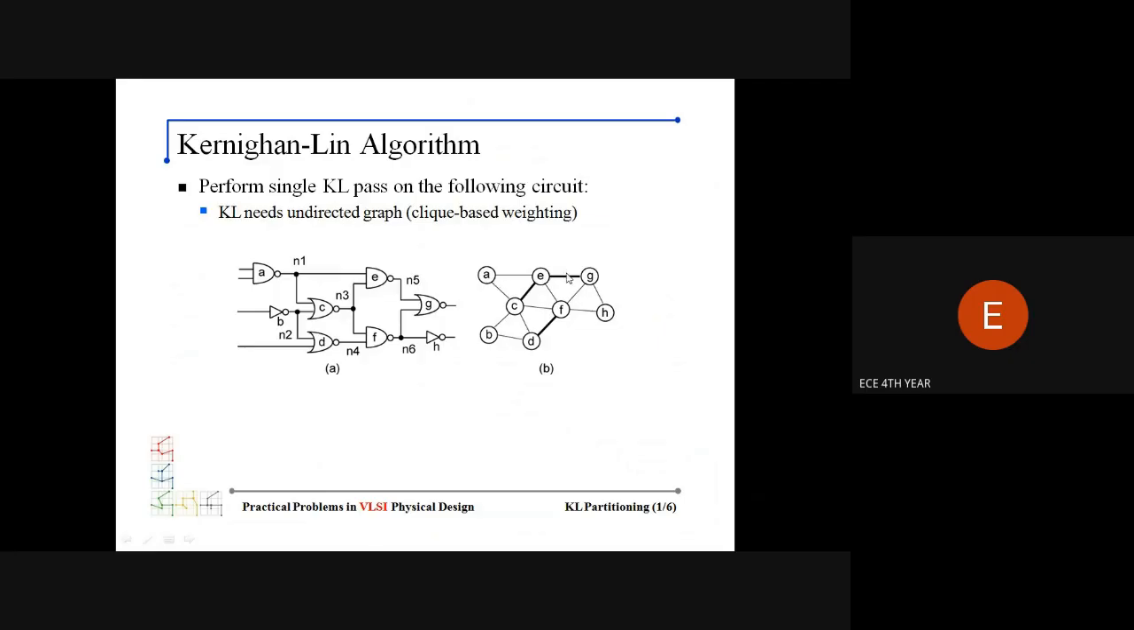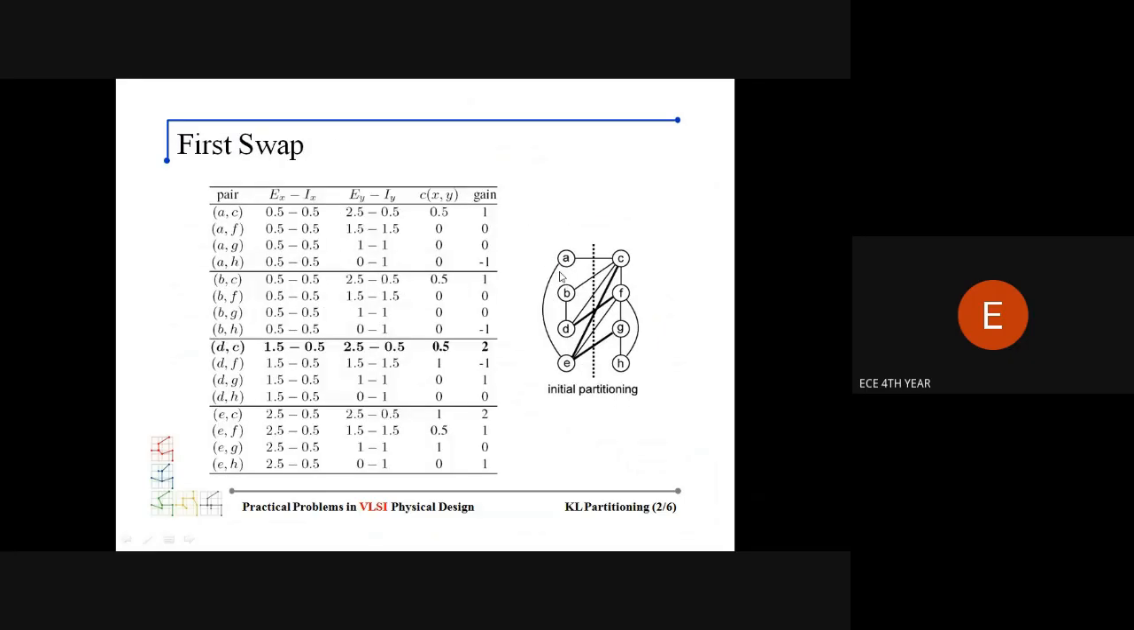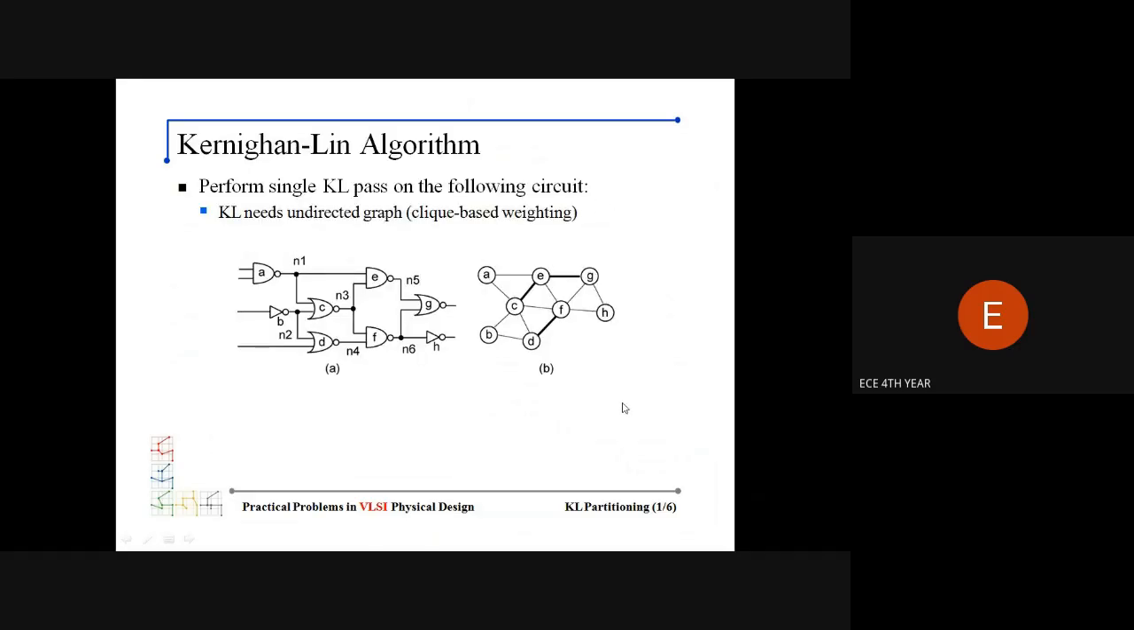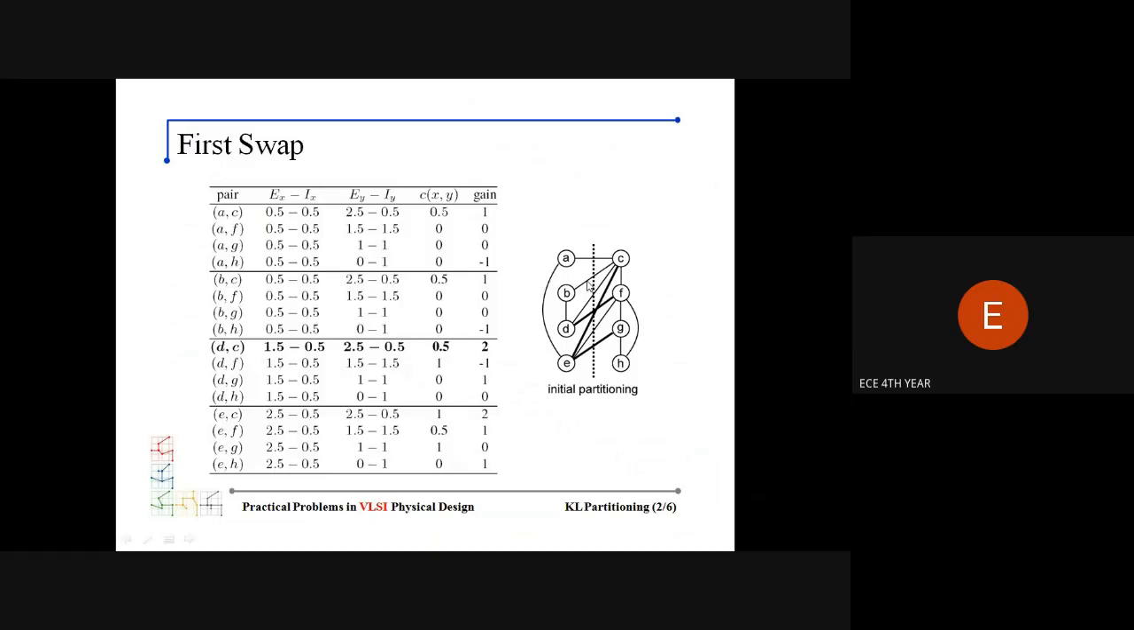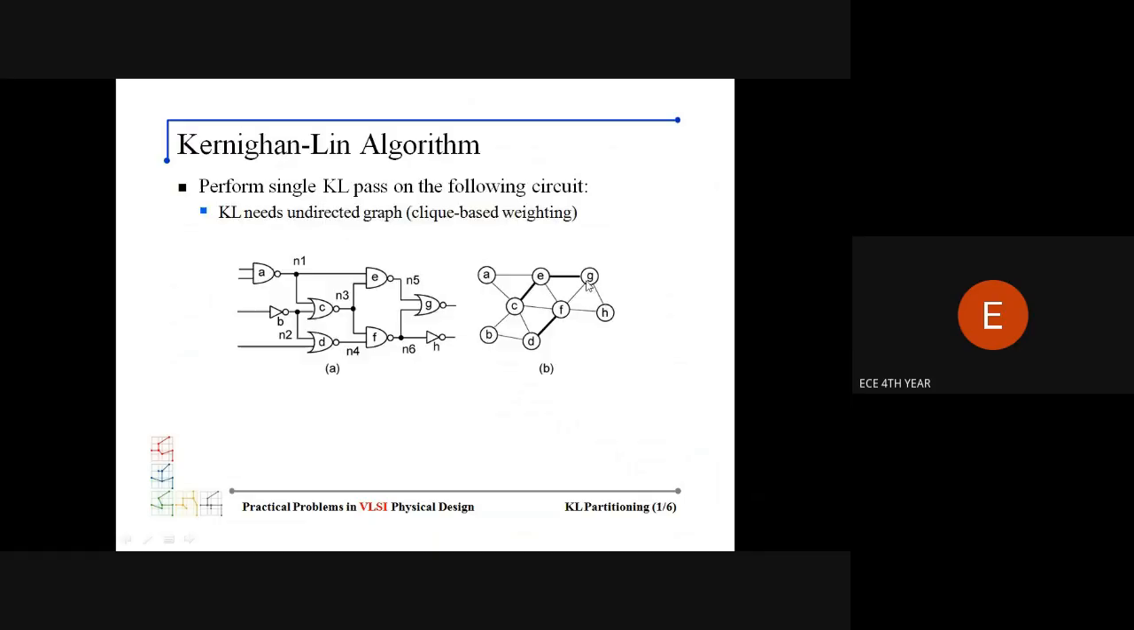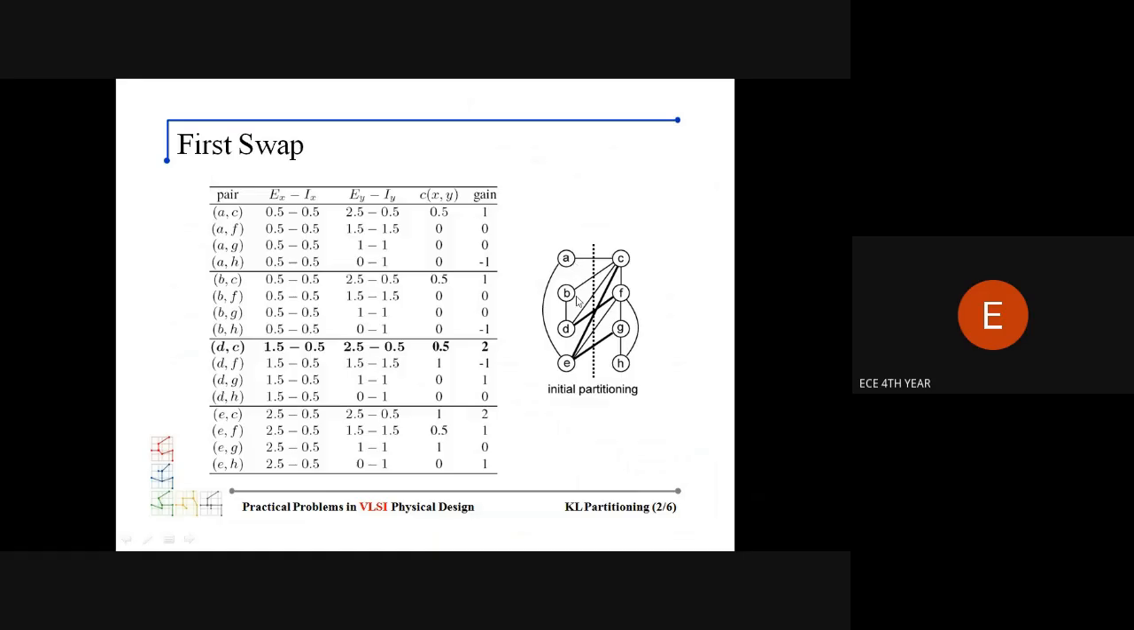So 8 vertices are there, 4 and 4. See, there are 4 vertices and there are 4 vertices. So this partitioning is done randomly. You can choose any. That is why I am saying that many options are there. Okay. So A, B, D, and E are one side, and C, F, G, H are on the other side. If we are partitioning the graph like this, then the connectivities are actually maintained and they are actually drawn.